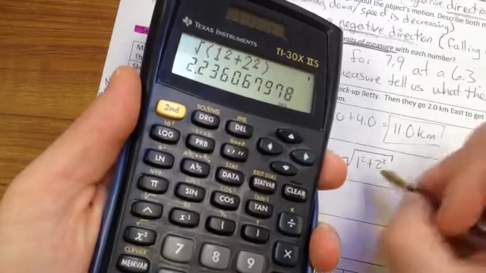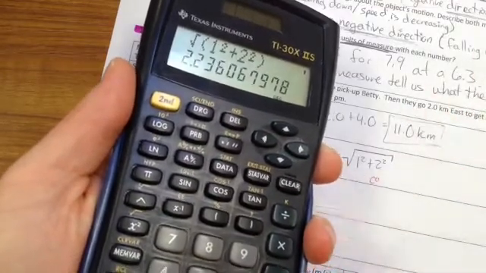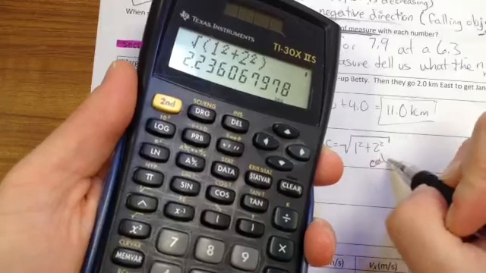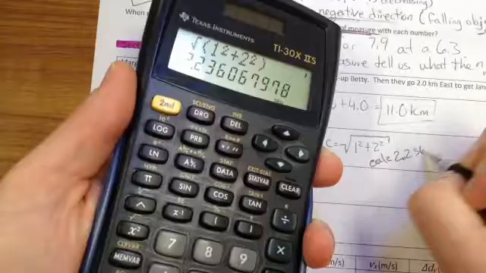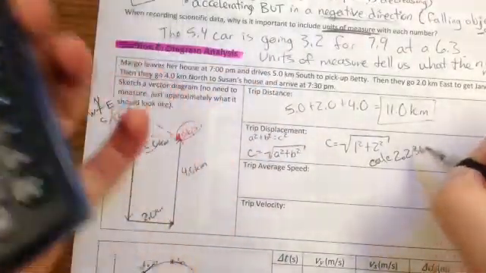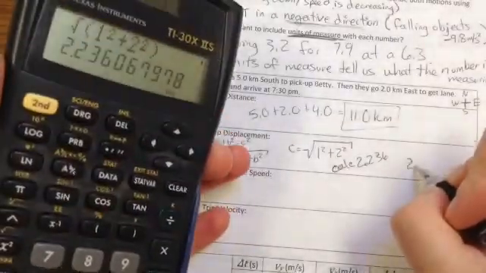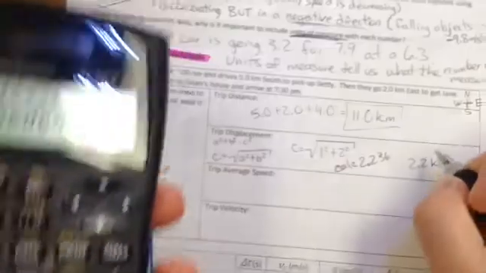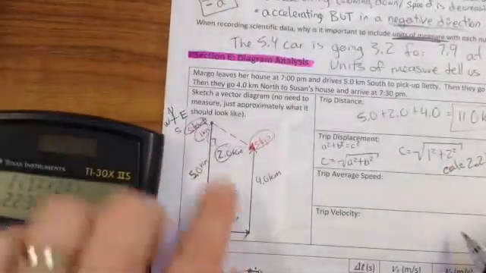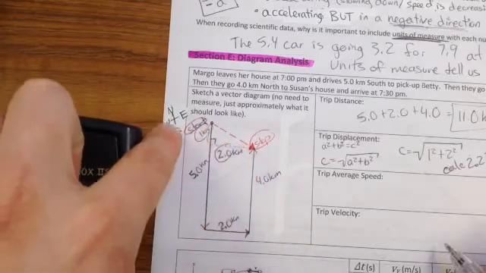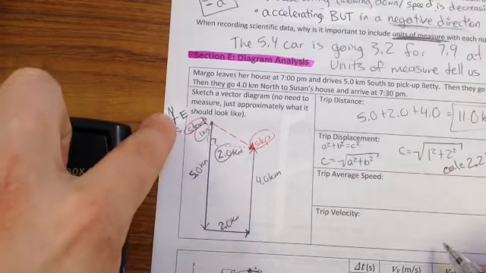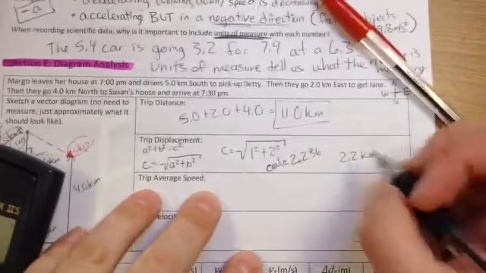Ta-da! The calculator says 2.236, and so on. Significant figures, everything has 2 sig figs, so 2.2 kilometers, and we need direction on that. So it ends at where you stop. So pointing at where you stop, that's going southeast.